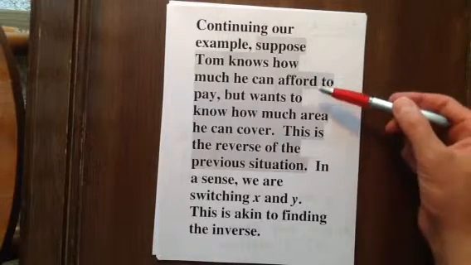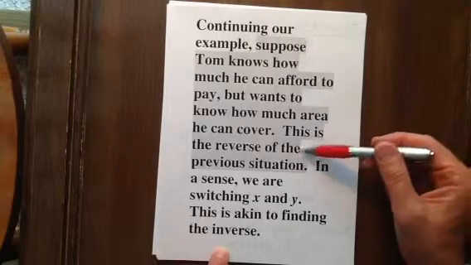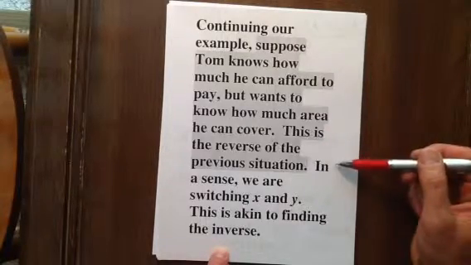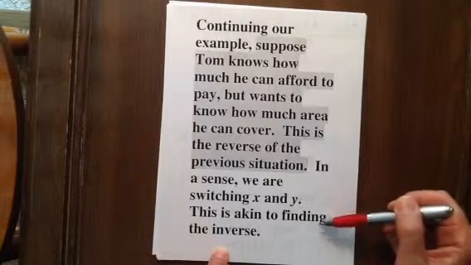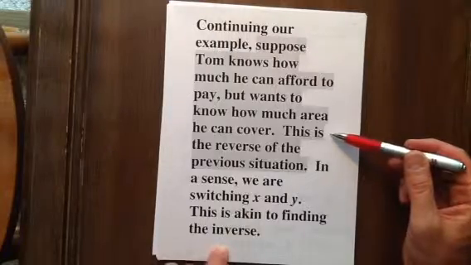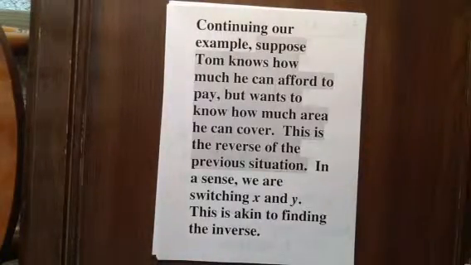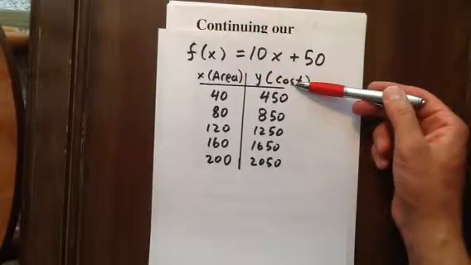So suppose Tom knows how much he can afford to pay but wants to know how much area he can cover. This is the reverse of the previous situation. So in a sense we're switching x and y, and this is akin to finding the inverse. In other words, in the original situation, the independent variable represented the area and the dependent variable was the cost.